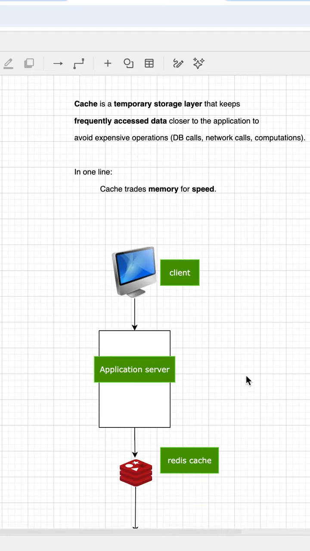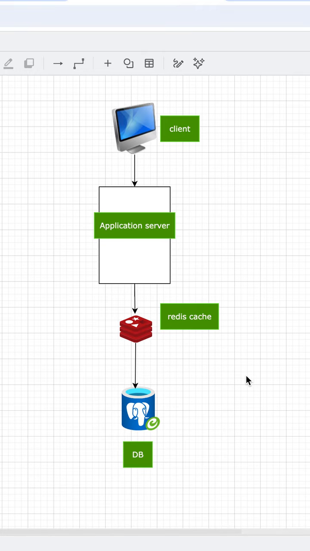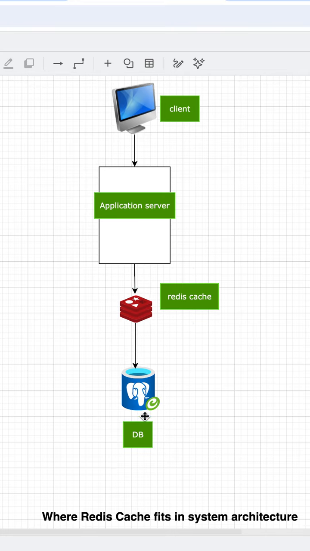So here I have created a simple diagram. You can see where cache fits. So here it is, Redis cache. You can see after the application server and DB, it sits between the two components actually. It is a layer on top of the DB.